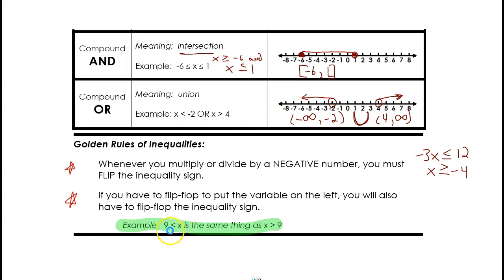In other words, when you rewrite 9 as less than x, if you want the x on the left, if you want to read it backwards, it's going to be x is greater than 9. If 9 is less than x, then x has to be greater than 9. So whenever we flip-flop around the inequality, the direction of the inequality is going to change to keep the relationship the same as it was. And those are a few things to remember as we get into the problems.